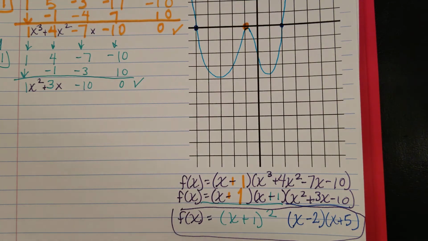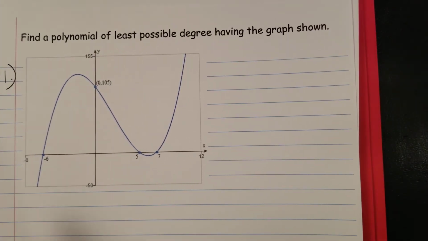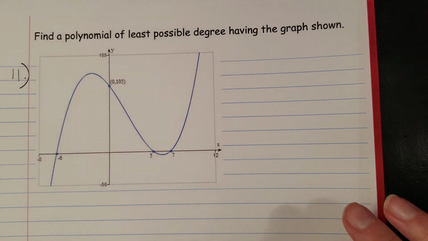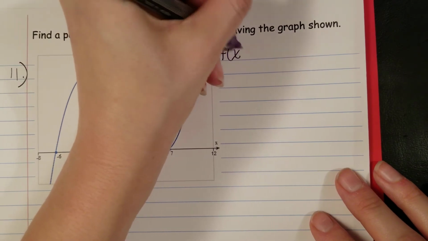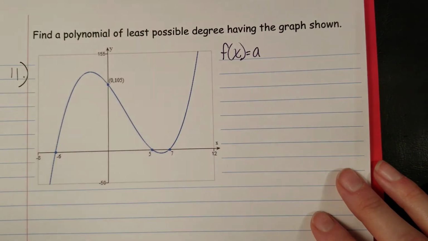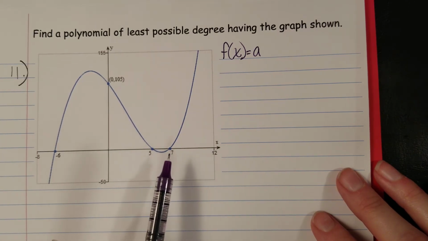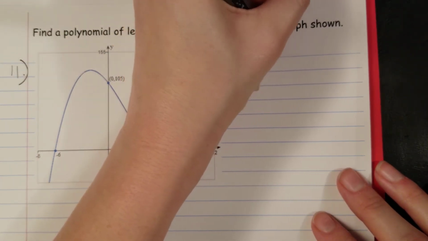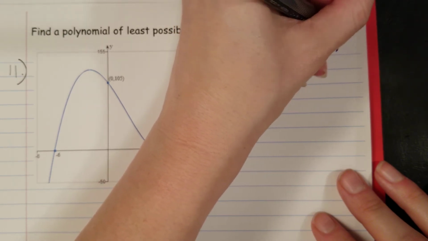All right. Next, we are going to look at the graph and write down the polynomial from that. Okay. So I can see the zeros. I just don't know what my leading coefficient is yet. So I'm just going to put an A for my leading coefficient right now. So I've got zeros at -6, +5, and +7. So that means I'm going to have x plus 6 times x minus 5 times x minus 7.